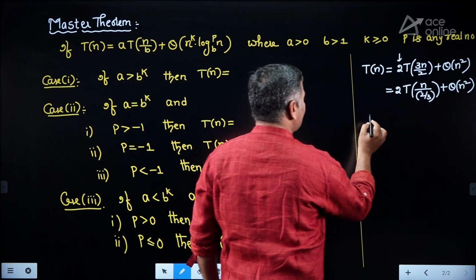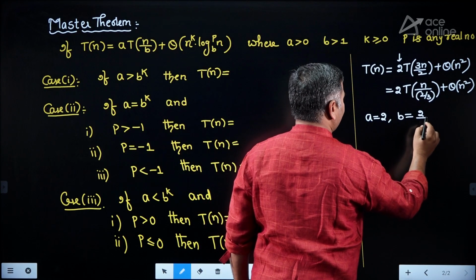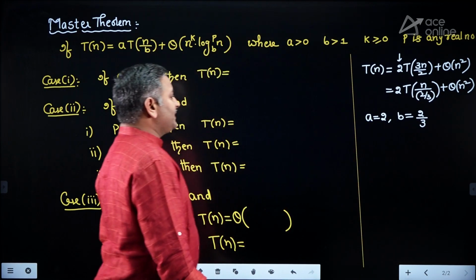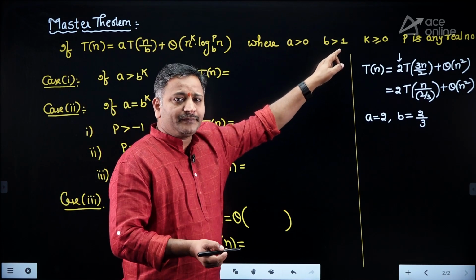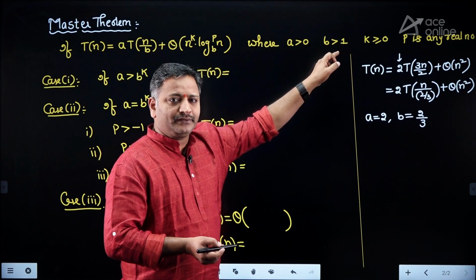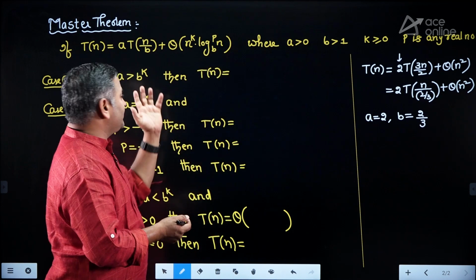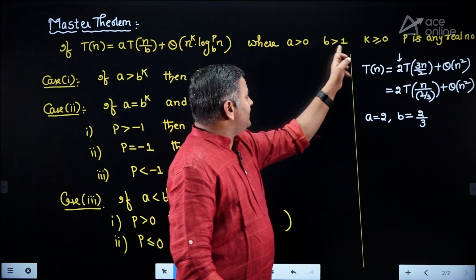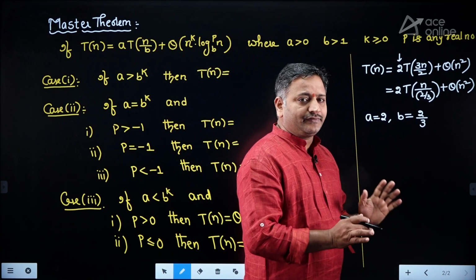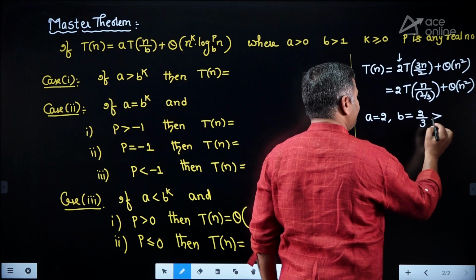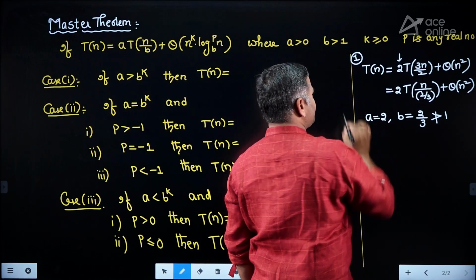So here a equals 2, b equals 2/3, but the restriction for the master theorem is that b must be greater than 1. The reason b must be greater than 1 is that only then is the work divided among the people. If b equals 1, the work cannot be divided. That is the reason it is compulsory that b must be greater than 1. But here b equals 2/3, which is not greater than 1, friends. Hence the master theorem is not applicable in this case. This is the first case you have to remember.